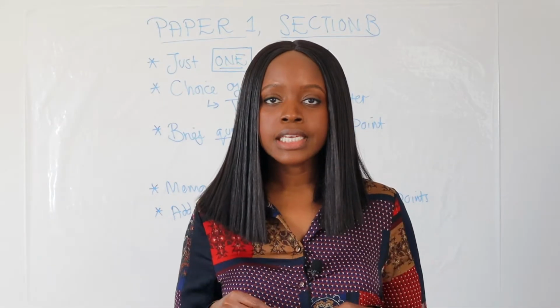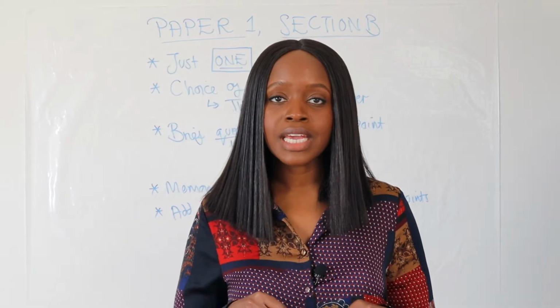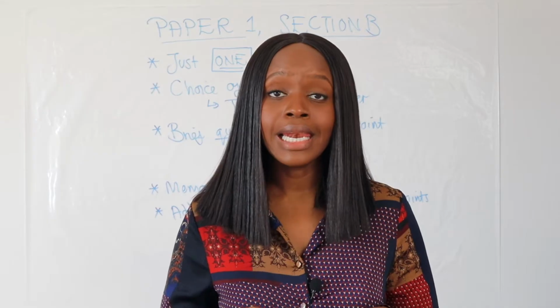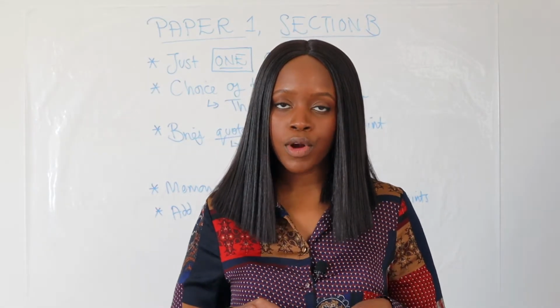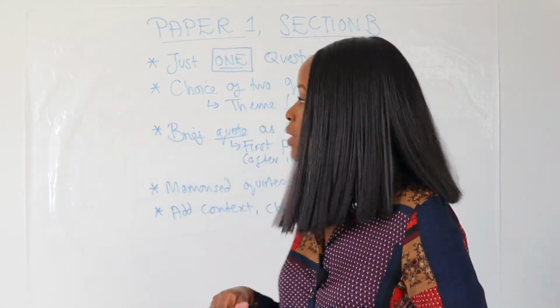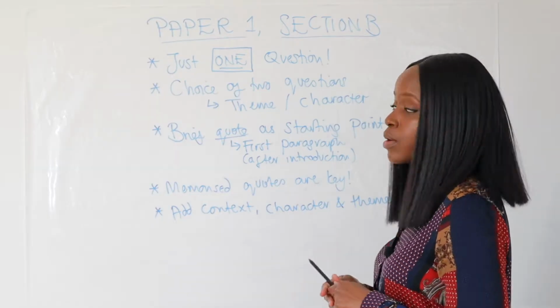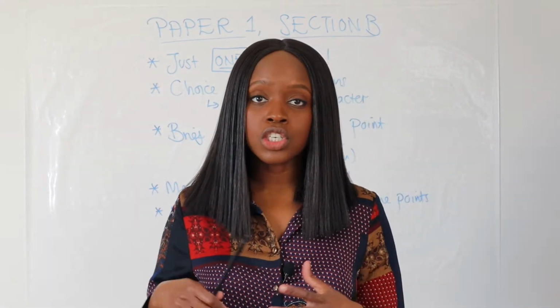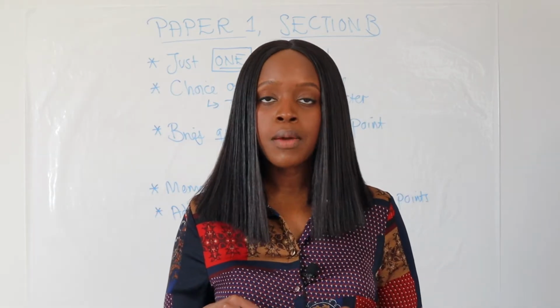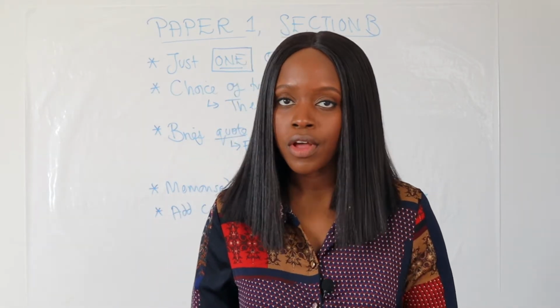Now, before looking in depth at a Paper 1 Section B English Literature past paper question, I think it's really important to understand the layout of this form of question and what you should anticipate when preparing for your exams. Okay, so what I've done is summarize in very brief bullet points what you should understand about the structure of a Section B question in Paper 1 of the literature paper.